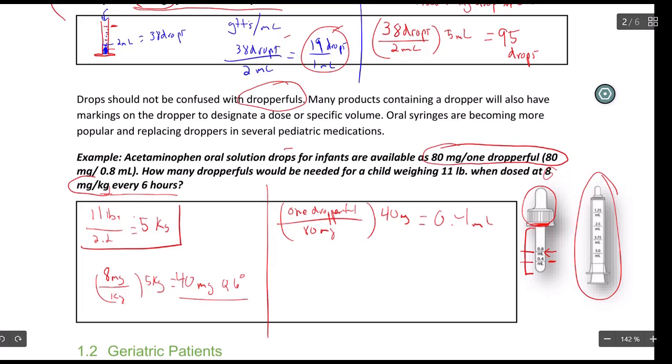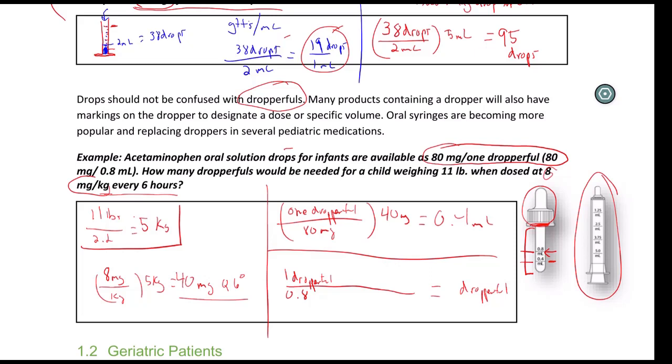I did this in 3 steps. Can you do it all out, straight out in dimensional analysis? You certainly can. If you want to, you draw your line equal to, what are we looking for? We're looking for dropper fulls, right? And we can say that 1 dropper full is 0.8 mLs, right?